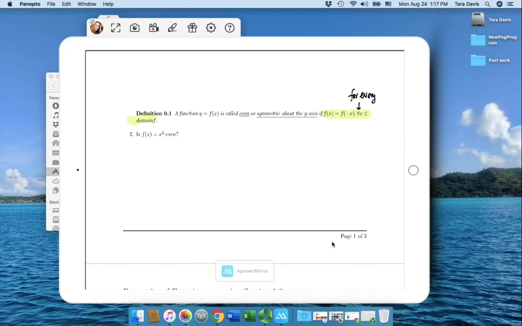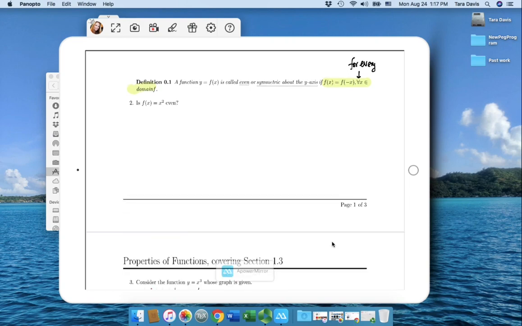Okay, so it's not enough if you just plug in a couple points, because you could have a graph that was symmetrical at those points but not symmetrical at other points. So the only way you're going to be able to tell is either to plot points and produce the graph, or to check this definition, which is highlighted, but in letters, not in numbers. Okay, so for number 2, the question asks, is f of x equals x squared even? So let's check our answer.